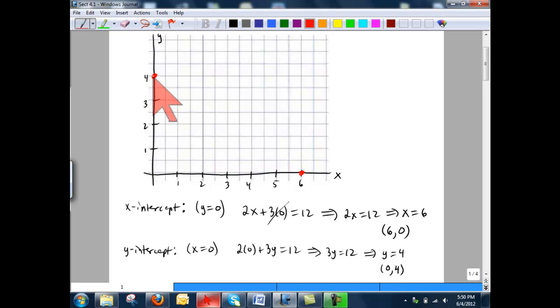And then 0, 4 is another point on the line. And if I know 2 points on the line, I can draw the line. So connecting these, here's a rough graph of the line that we're trying to draw. And I'll label it with its equation.